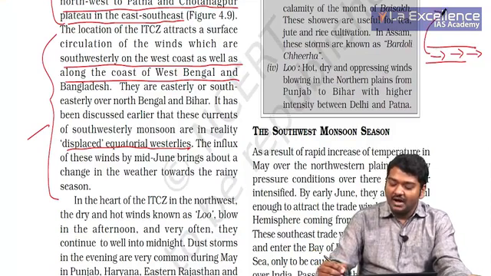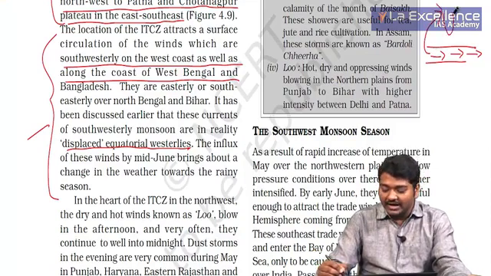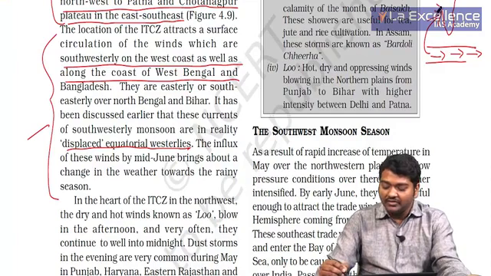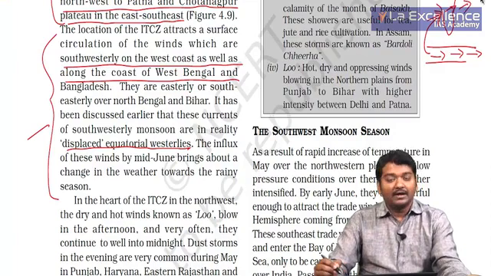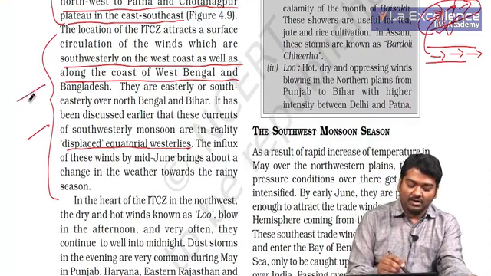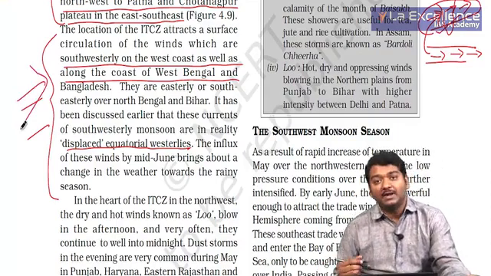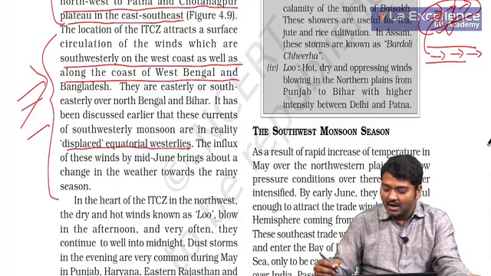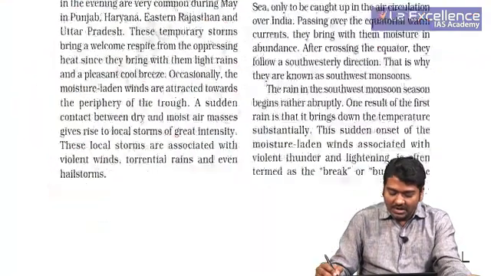Similarly, when the ITCZ shifts northward, winds blow in this direction in the northern hemisphere and they give heavy rainfall. This is what they want to talk about here, the displaced equatorial westerlies. No need to worry much.